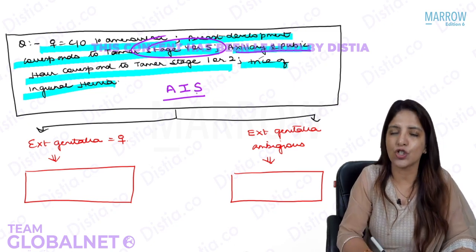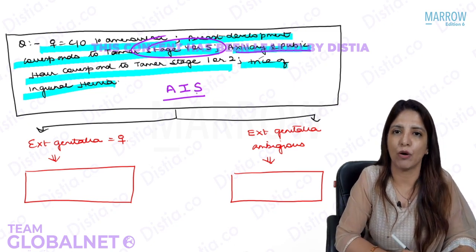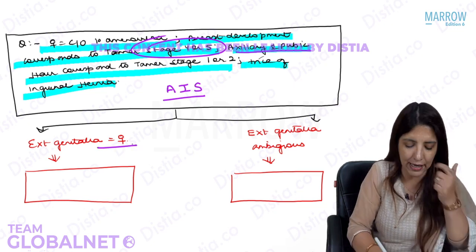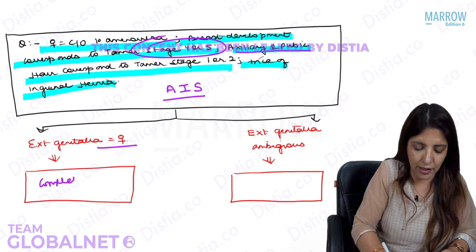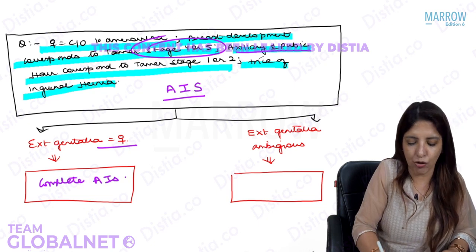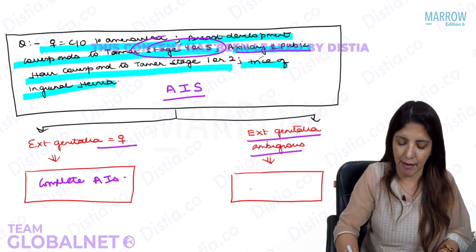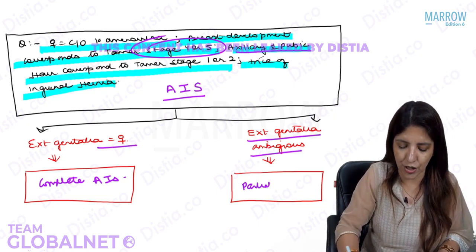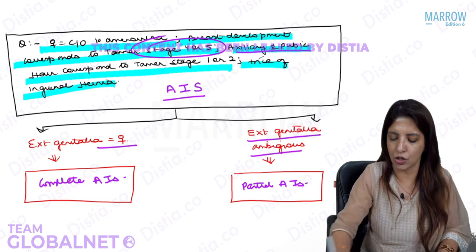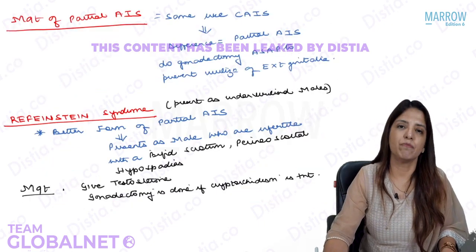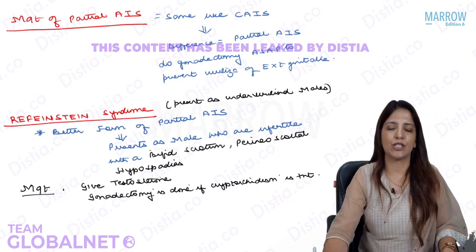Then in the question, look for what they are saying about the external genitalia. If they say external genitalia are female-like, that means the diagnosis is complete androgen insensitivity syndrome. And if they say external genitalia are ambiguous, then it becomes partial androgen insensitivity syndrome. Clear to all of you? Then comes management of partial androgen insensitivity syndrome.